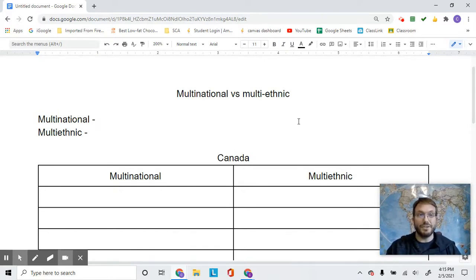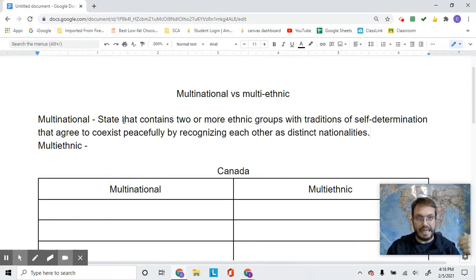So multinational and multi-ethnic are pretty much exactly what they sound like. Multi meaning many, and then you have to look at the definition of national or nation and the definition of ethnicity. So if you look in your Quizlet, you'll see that multinational means a state that contains two or more ethnic groups with traditions of self-determination that agree to coexist peacefully by recognizing each other as distinct nationalities.